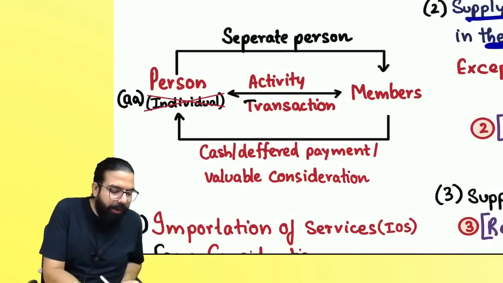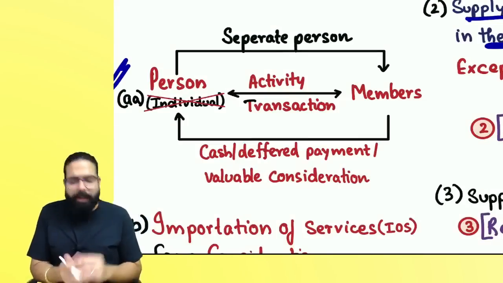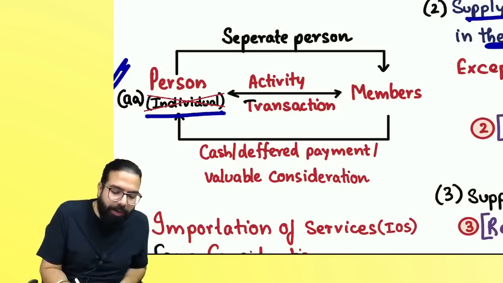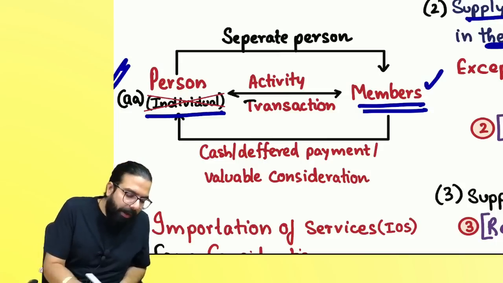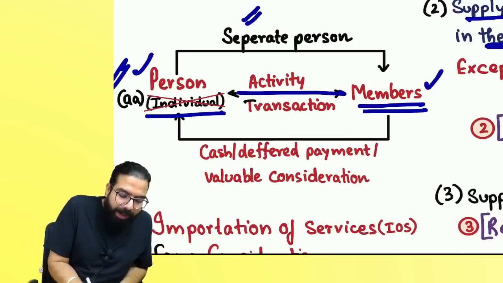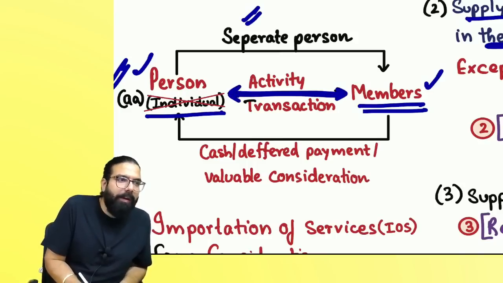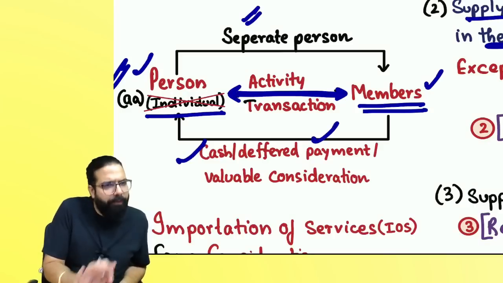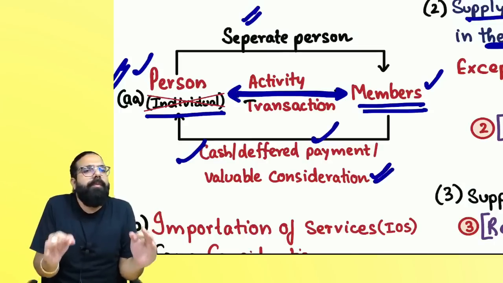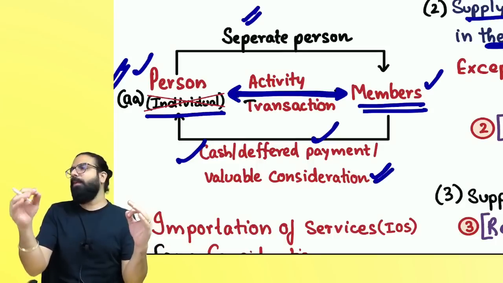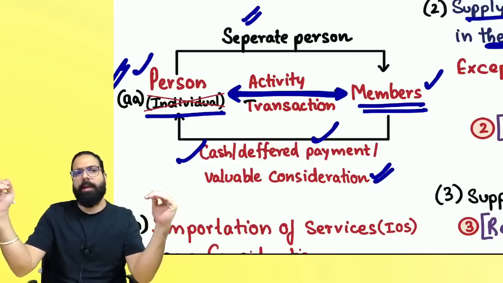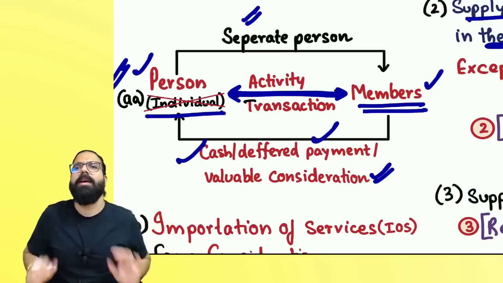The next one we learned is Section 7(1)(aa), which says any person other than an individual, if they are doing an activity with its member, that person will always be a separate person. When they are doing an activity with the members or members are doing an activity with them, it can be for cash or any deferred payment or any valuable consideration. It will always fall in the definition of supply. So any activity or transaction done by a person other than an individual with the members, or members doing an activity with them, will always be a supply if done for a consideration.